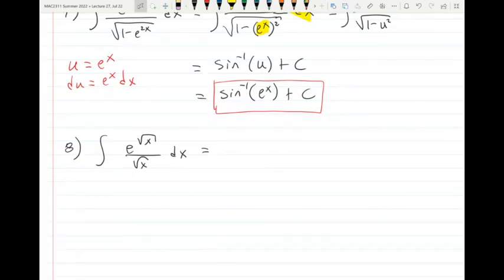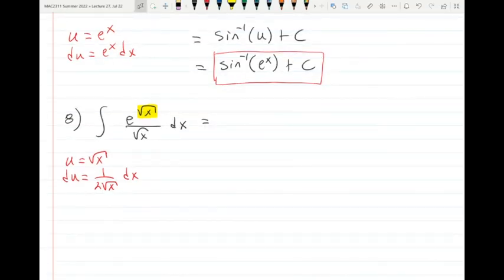Well, we see a square root here, and the question is, if I let u equal square root of x, what's the derivative of square root? Well, remember, the derivative of square root of x is 1 over 2 square root of x. And I do see a 1 over square root of x, so that's good. So that means I'm going to let u be this guy. Okay? So u equals square root of x. So du is going to be 1 over 2 square root of x dx. All I need to do is move the 2 over. So let me do it.